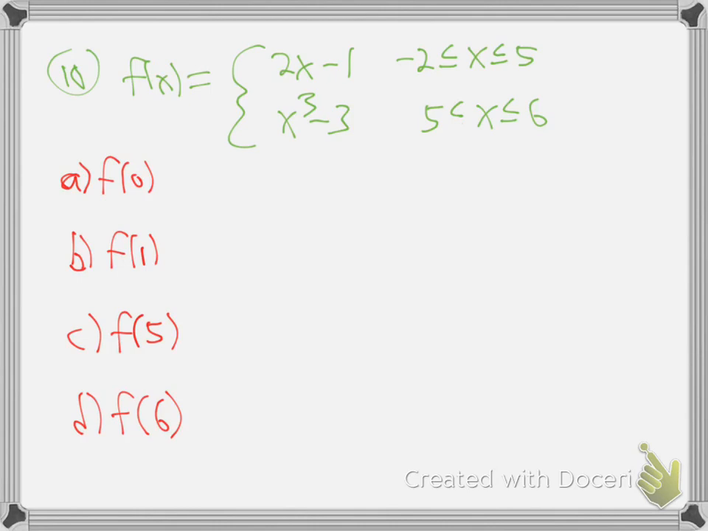Is that 0 or 1? What's that, the first one? F of 0? Yeah, F of 0. How are we doing? So decide whether to plug into the top function for each of those: 0, 1, 5, and 6. For each of those plugged in, you're either going to need to plug into the top function, 2x minus 1, or the bottom function, x cubed minus 3, depending on the x value.